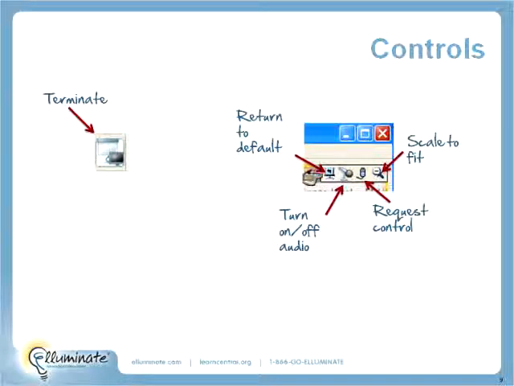A couple of other buttons are available when you open the little tab. Once again, return to default, and turn on and off the microphone. Request control of the application, so that's a way of sending a message to the moderator saying, hey, I'd like to control this application. And scale to fit, which allows you to resize the application sharing window. So a few extra controls here.